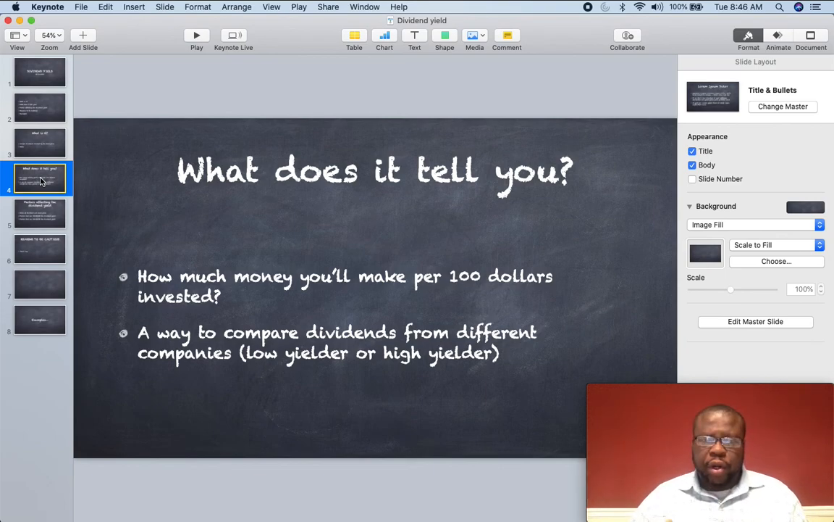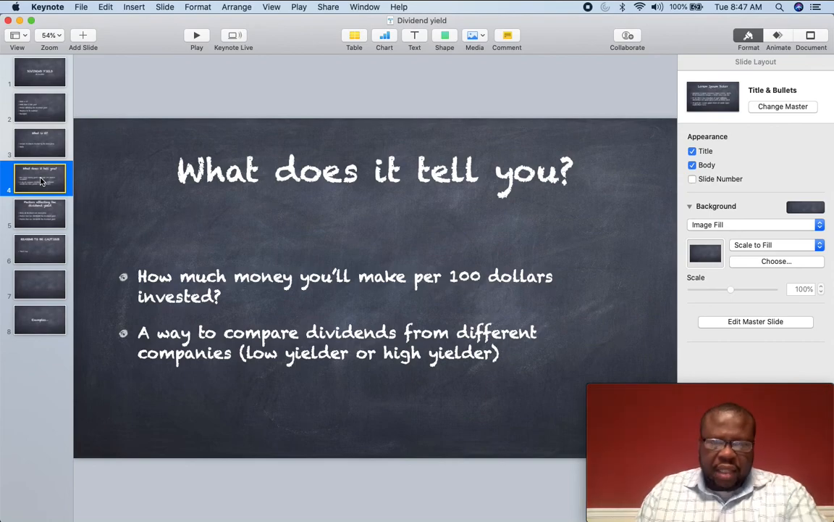Okay, so it's a way to compare dividends from different companies, and you talk about low yielder or high yielder, and that's how you can compare apples to apples, almost like the PE ratio, right? When we said from a previous video, which company is a better deal? This one is trading at $100. This one is trading at $500. We look at the PE ratio, okay? So ratio is the way to really compare apples to apples.